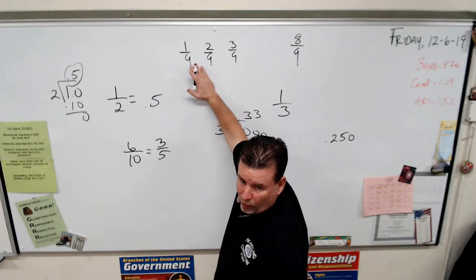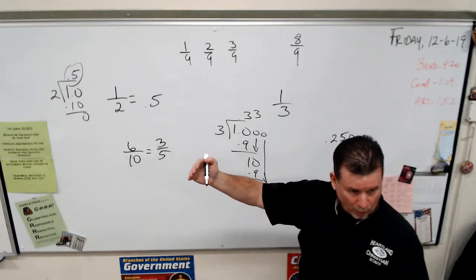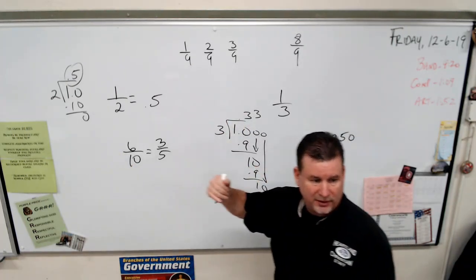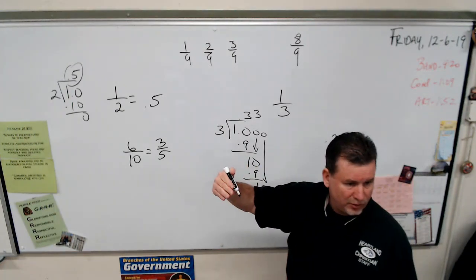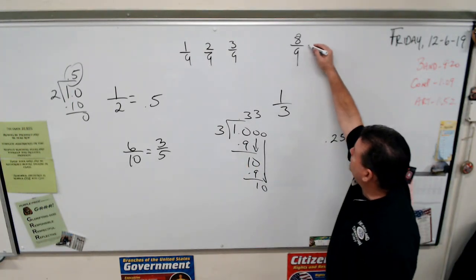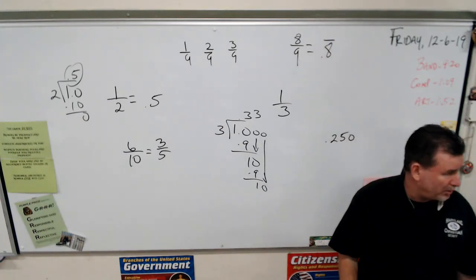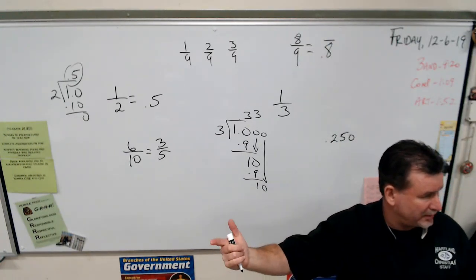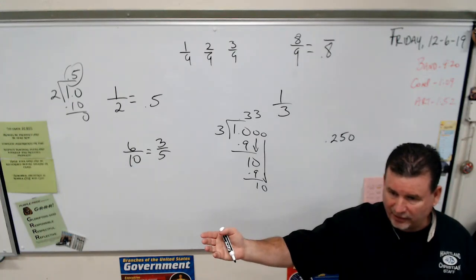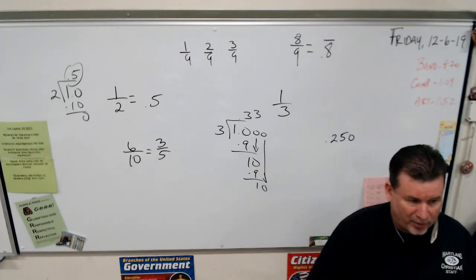It's the same pattern for all ninths. The decimal for 1/9 is 0.1 repeating. The decimal for 2/9 is 0.2 repeating. The decimal for 8/9 is 0.8, and put the line over the top to show that the 8 is just going to keep repeating itself. Does that make sense?